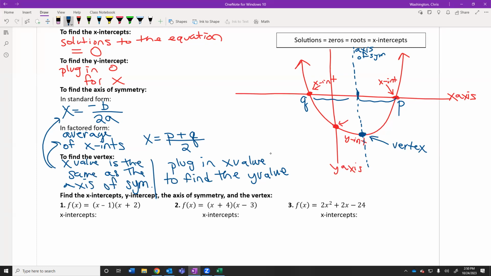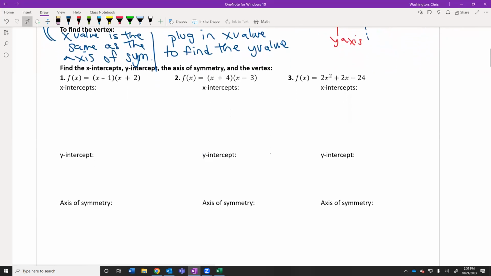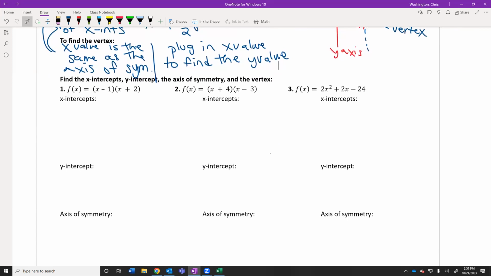We're going to do number 1 and number 2 today. We're going to do number 3 tomorrow. Numbers 1 and 2 are already in factored form: x minus 1, x plus 2.